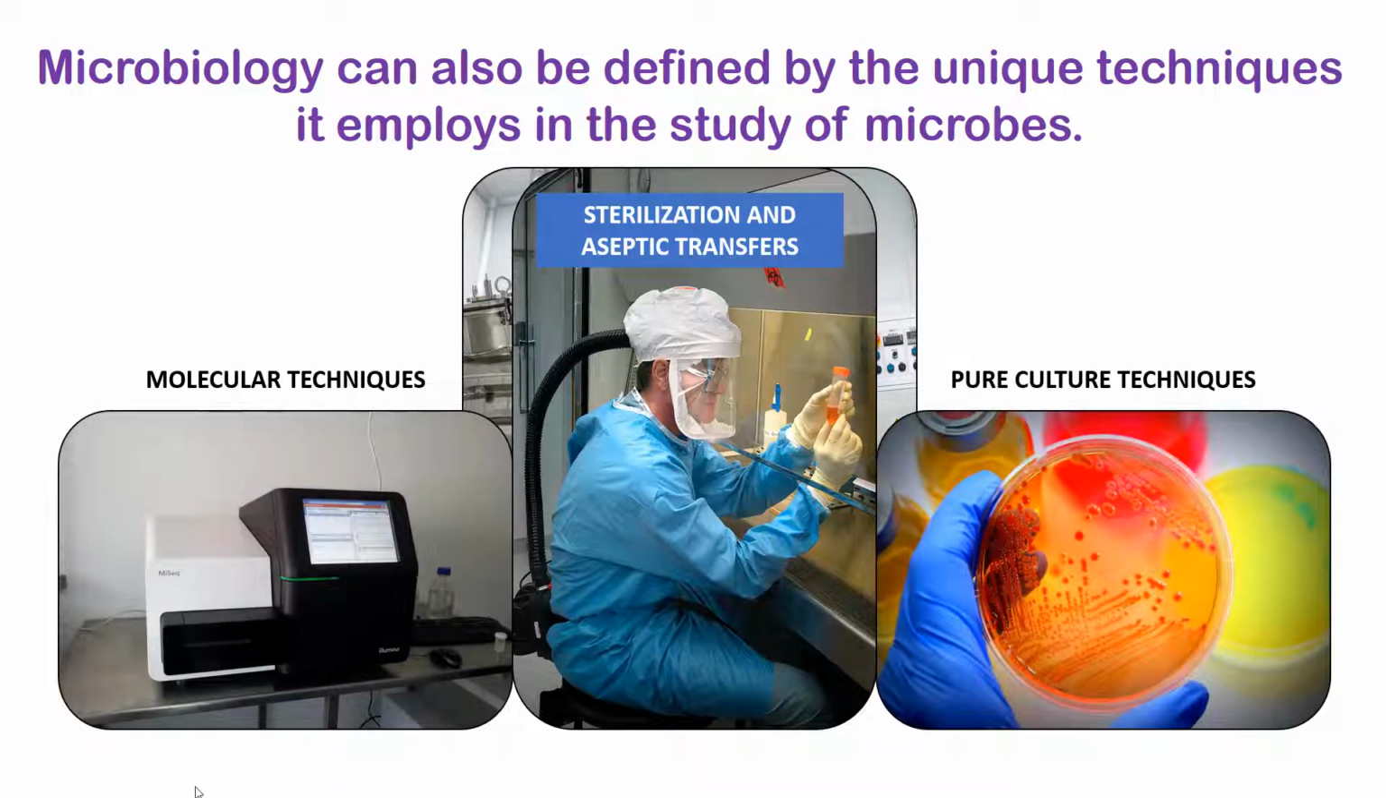Then we have molecular and pure culture techniques. Shown on the left is a DNA sequencer, and it is used to identify microbe samples after you compare the sequence with known sequences. For example, you may want to confirm if a suspected person has, let's say, COVID-19 virus.